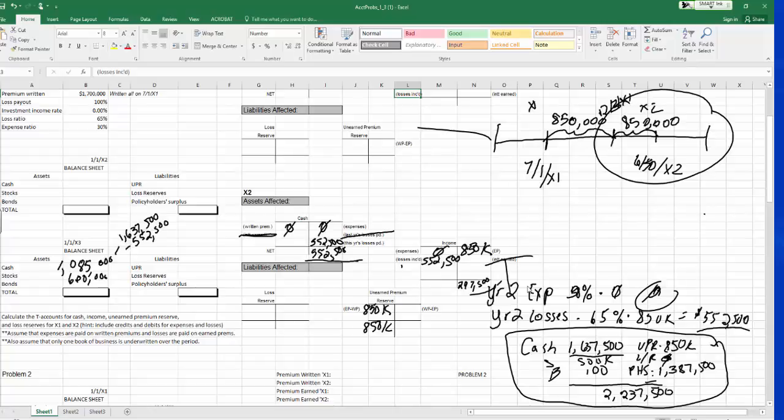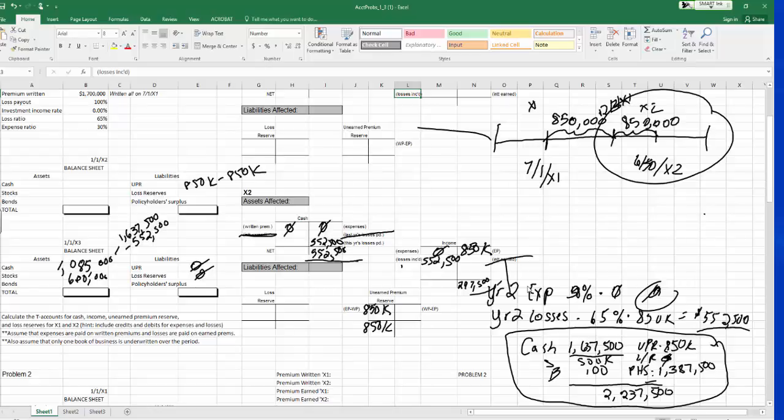Our unearned premium reserve was $850,000 last year. I'll just write that up here. And we minus 850,000. I want you to always think about the logic of this, because we've now earned all of the premium. That unearned premium reserve should be 0. So it does make sense. At this point, it's fairly simple to see that. But as our problems get more complicated, it will help a lot to think about the logic of what's happening. Our loss reserves again are 0 because nothing happened there.